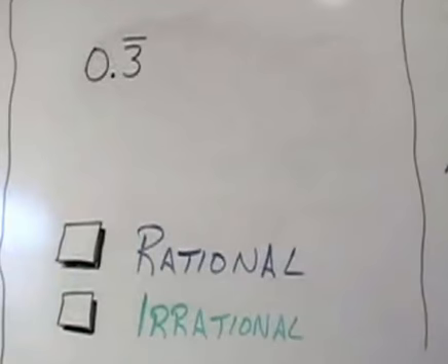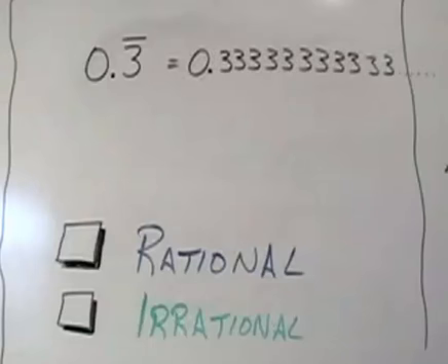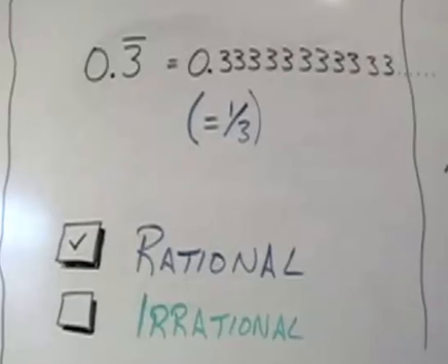Let's look at 0.3 repeating. This means 0.333 and so on. The 3's never stop. Well, this fraction is equal to 1/3. You may or may not recognize that. I can write 0.3 repeating as a fraction, so it is also a rational number. Any decimal that repeats or has any sort of pattern is going to be a rational number.